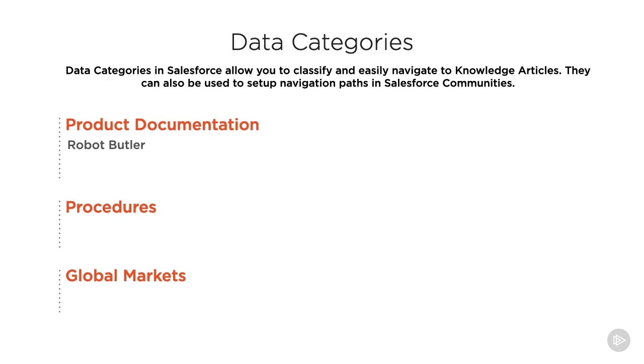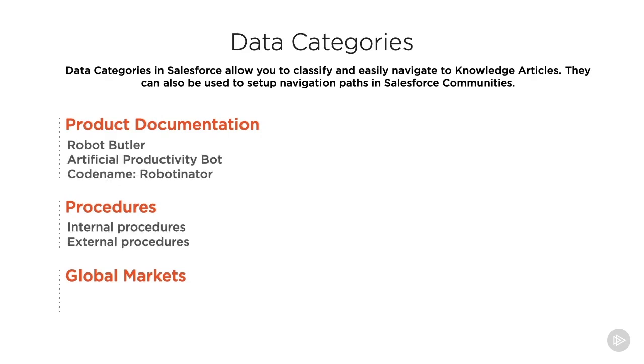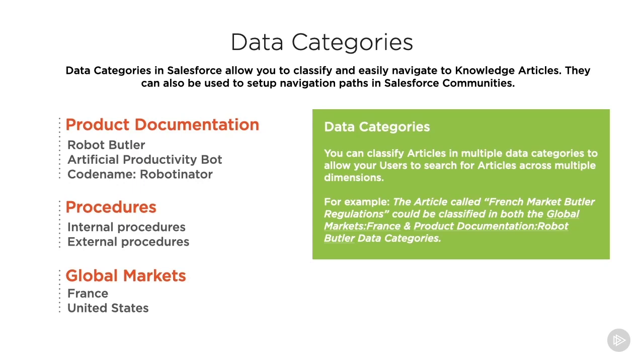Now, inside of those category groups, we can then go ahead and create our data categories themselves. As you can tell, we've got quite a few. Now, those categories are the ones you use to classify your articles. You can add articles to multiple data categories if you'd like to. For example, if we have an article called French Market Butler Regulation, we could classify that article in both Global Markets, France, and Product Documentation, Robot Butler. That makes data categories very flexible ways to classify your data.